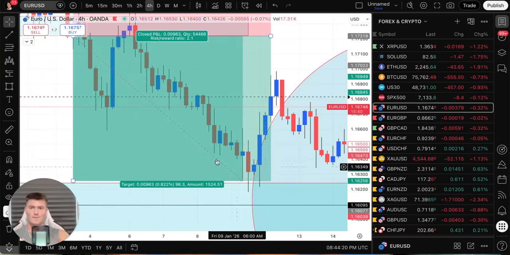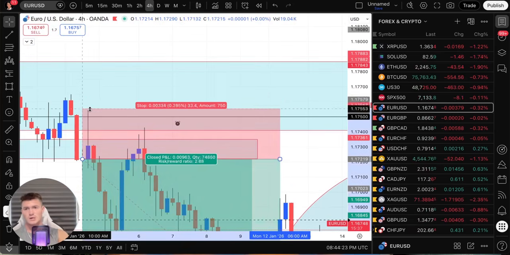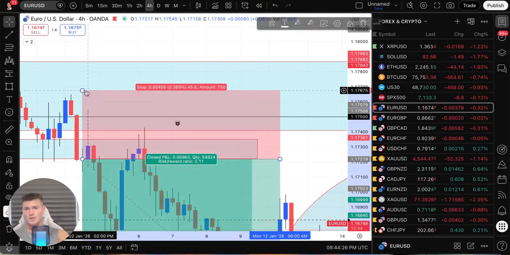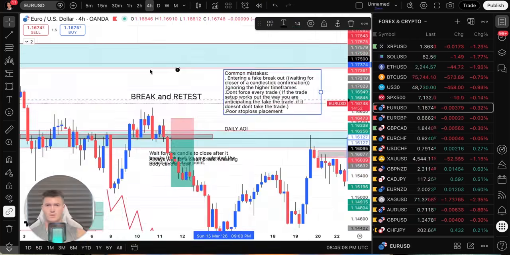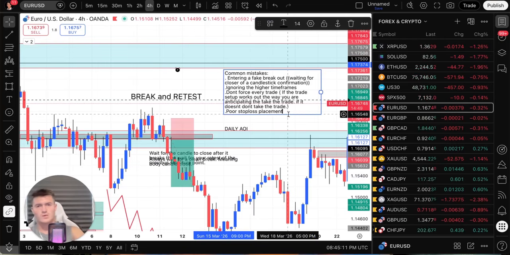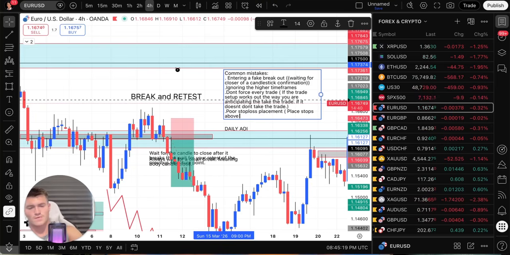And we were able to take our profits instead of taking an unnecessary loss by not having our stops in the appropriate position. Right back here, for stop loss placement, I'm going to just put, place stops above or below highs and lows. Also place above or below wicks.